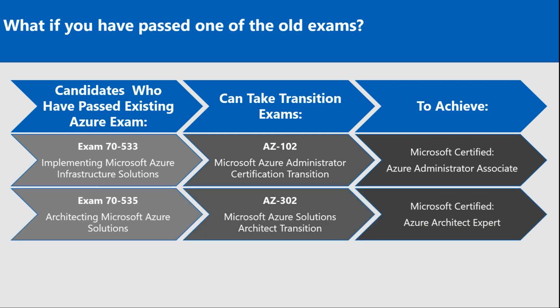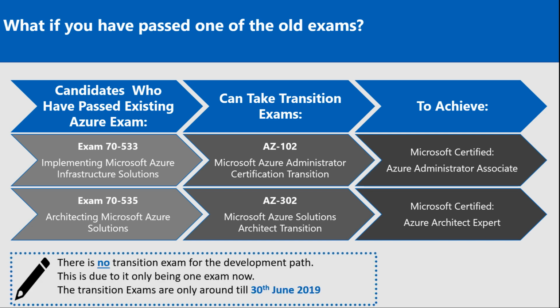If you've done the 70-535, consider the AZ-302. That's basically a composite of the AZ-300 and the AZ-301 exam. And once you pass the AZ-302, you become a Microsoft Certified Azure Architect Expert.